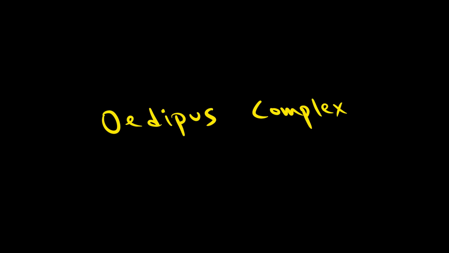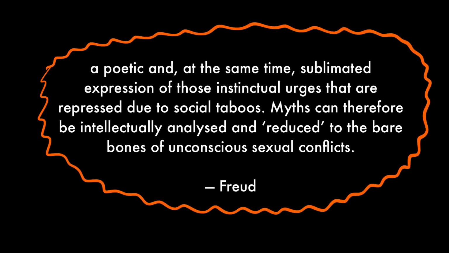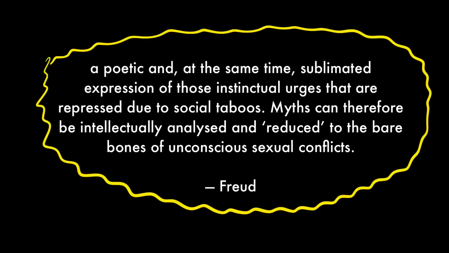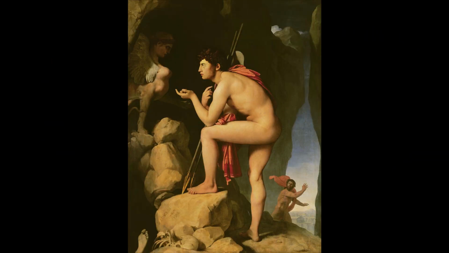Freud understood complexes to be rooted in instinctual urges. Within the Freudian model, the complex, and specifically the Oedipus complex, is the primary factor in psychic dynamics. Myth is secondary, a poetic and at the same time sublimated expression of those instinctual urges that are repressed due to social taboos. Myths can therefore be intellectually analyzed and reduced to the bare bones of unconscious sexual conflicts. Thus, when Oedipus unknowingly murders his father and marries his mother, the mythic narrative is merely a poetic portrayal of every son's unconscious desire to destroy his father in order to gain sexual possession of his mother. Behind the mythic Oedipus stands the Oedipus complex.